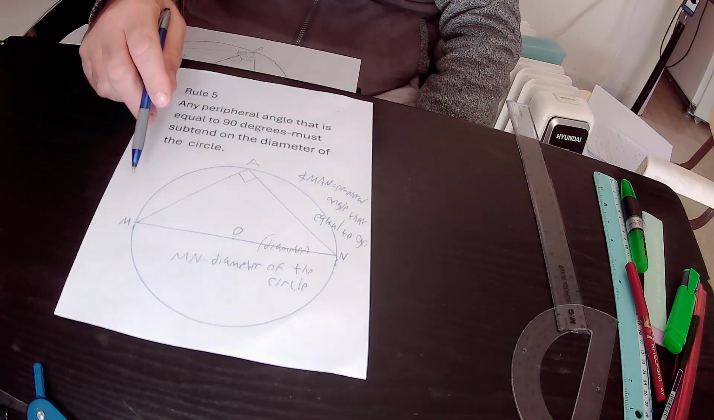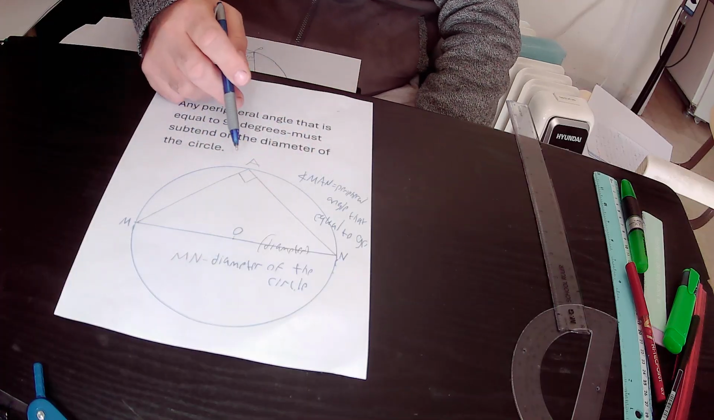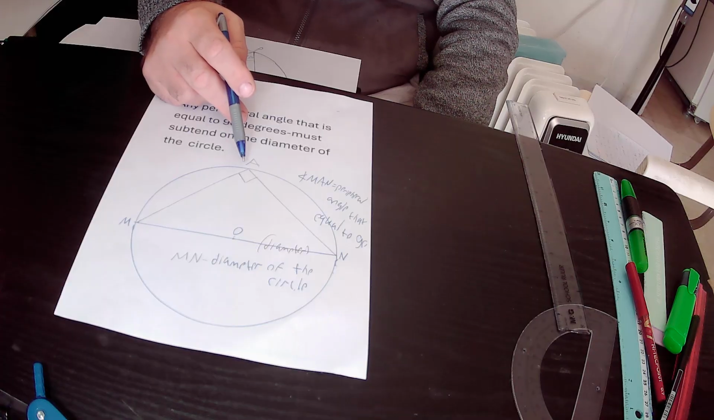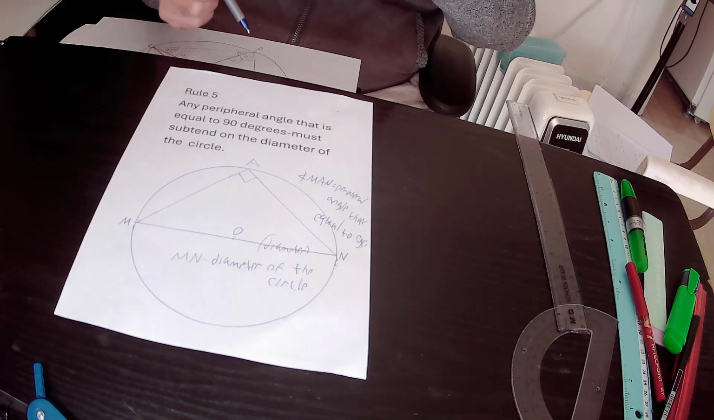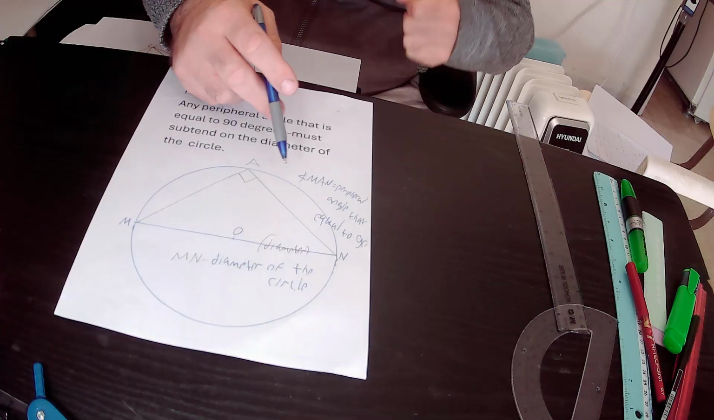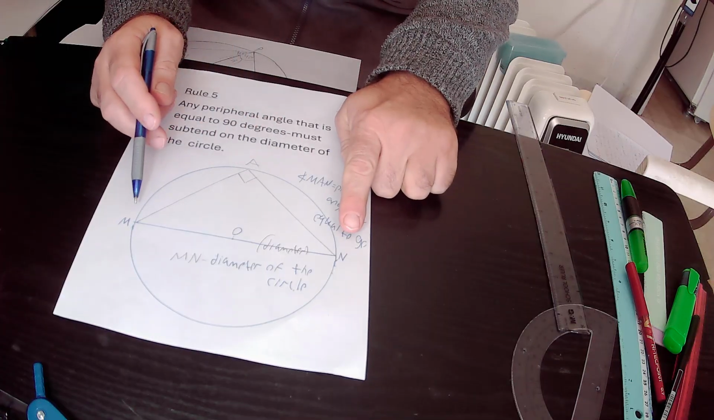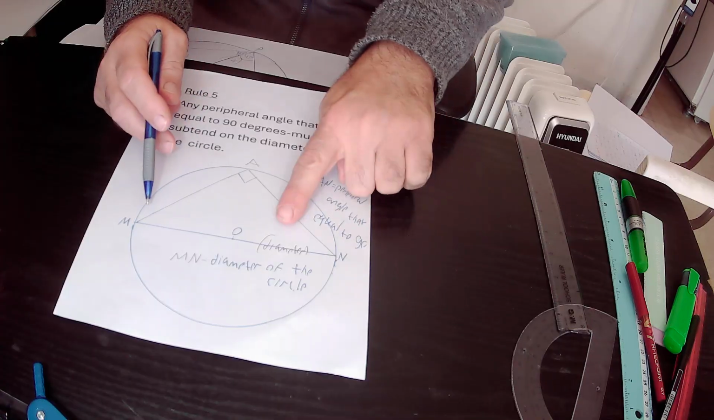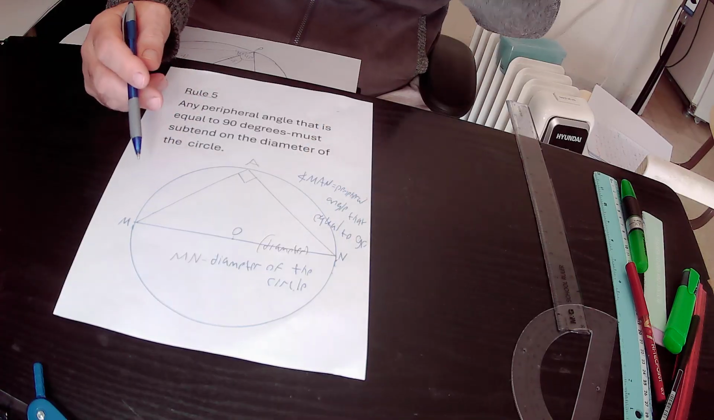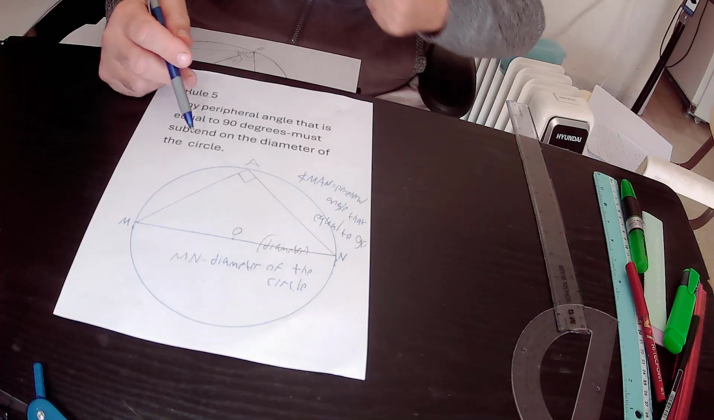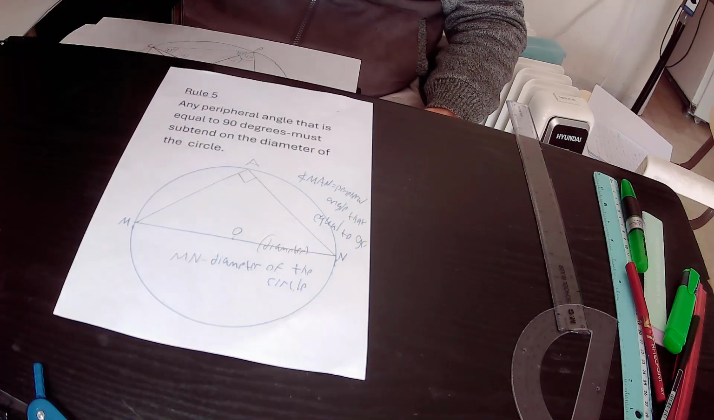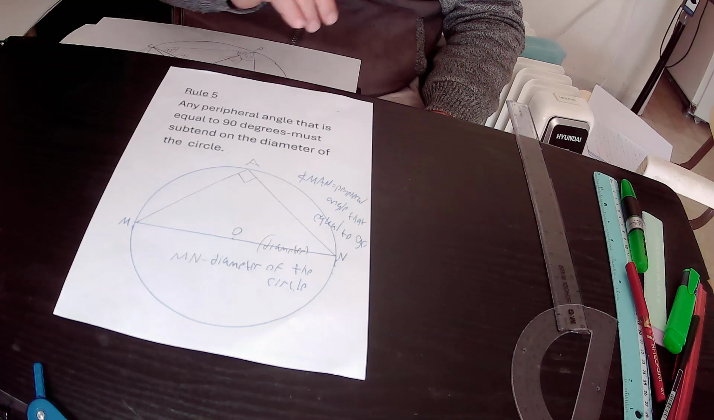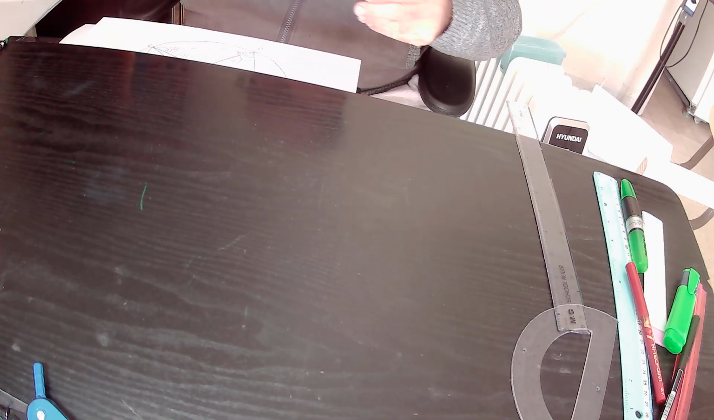This is angle MAN. We know that angle MAN is equal to 90 degrees inside. And therefore, according to rule 5, angle MAN must subtend the diameter of the circle. Indeed, angle MAN subtends chord MN, which is the diameter of the circle. So according to rule 5, any angle equal to 90 degrees inside must subtend the diameter of the circle. So we can actually implement rule 5 in our drawing.